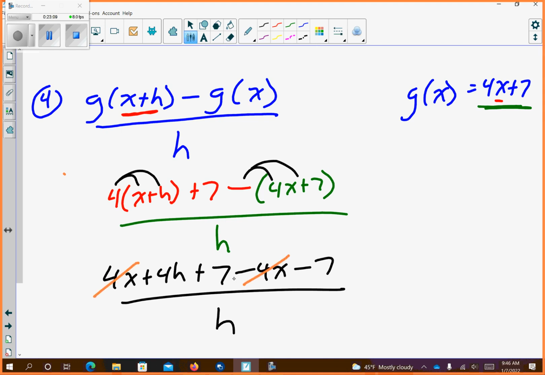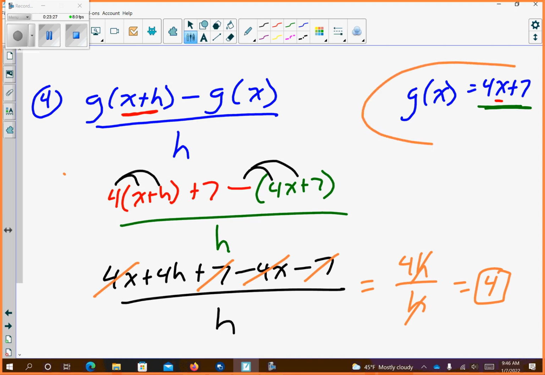This cancels this. This cancels this. I get 4h over h. Do you think the h's can cancel out? So this whole thing comes out to an answer of 4. So the first derivative of 4x plus 7 is just 4, and I haven't even talked about what a derivative is. But this is the long, drawn-out version of doing derivatives. Don't worry, I'll show you the shorter version of doing derivatives when we get into that area. Okay?